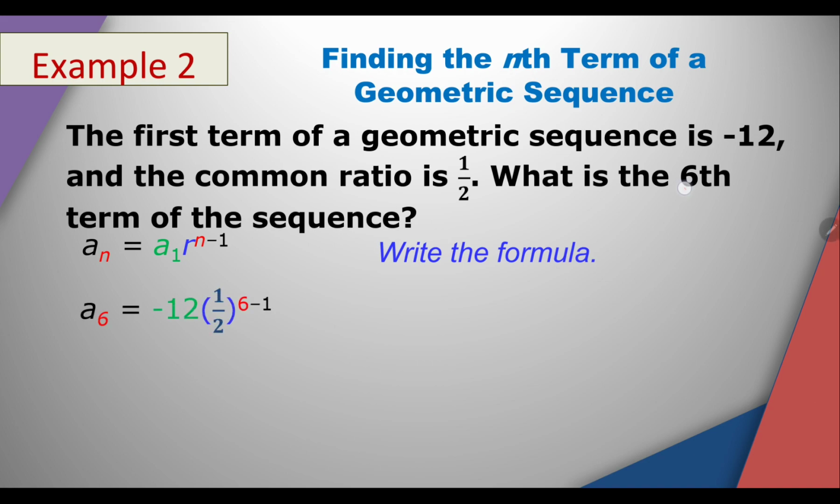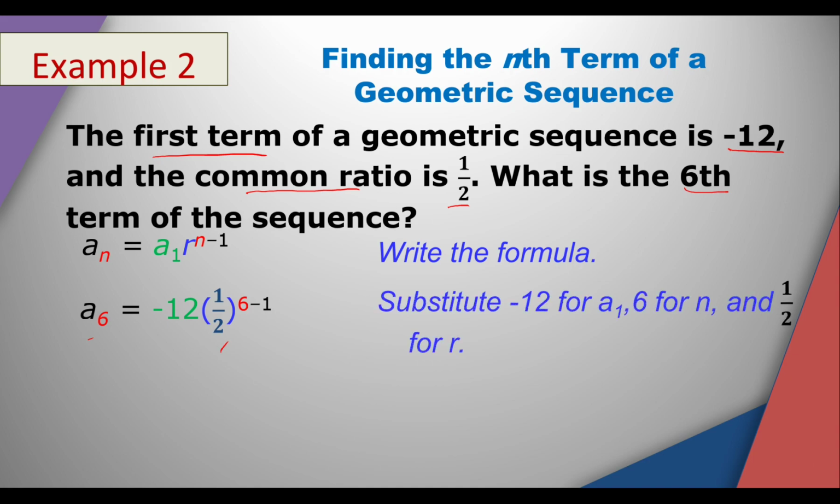Since we are looking for the sixth term, then we write here a sub 6. And what is our first term? The first term is negative 12. What is the common ratio? That is 1/2. We have written it there. Then, of course, we have the exponent 6 minus 1. So we are done with the substitution.